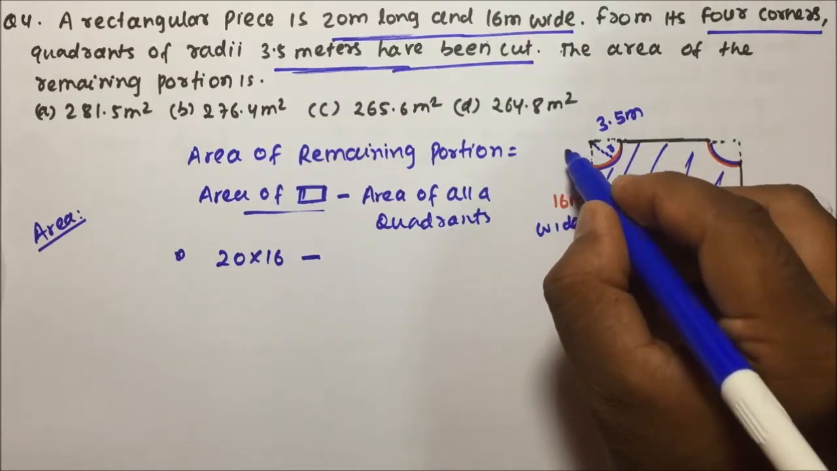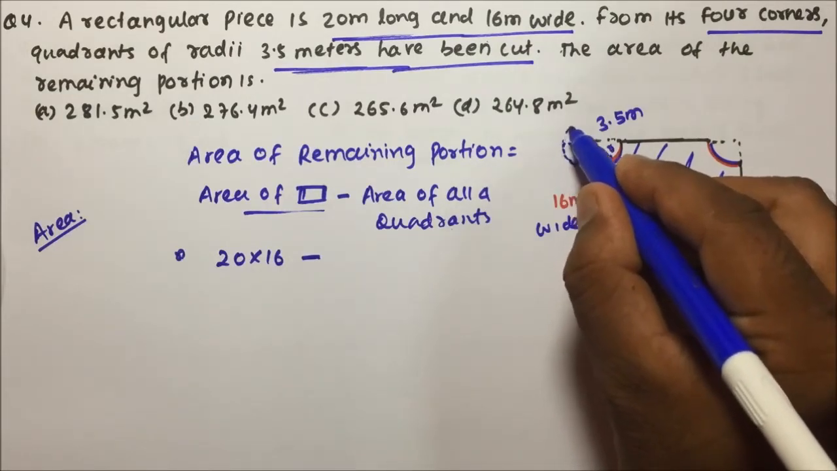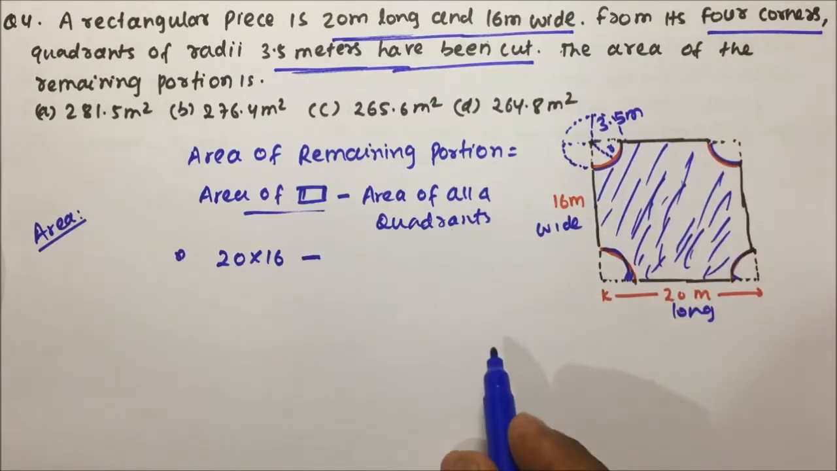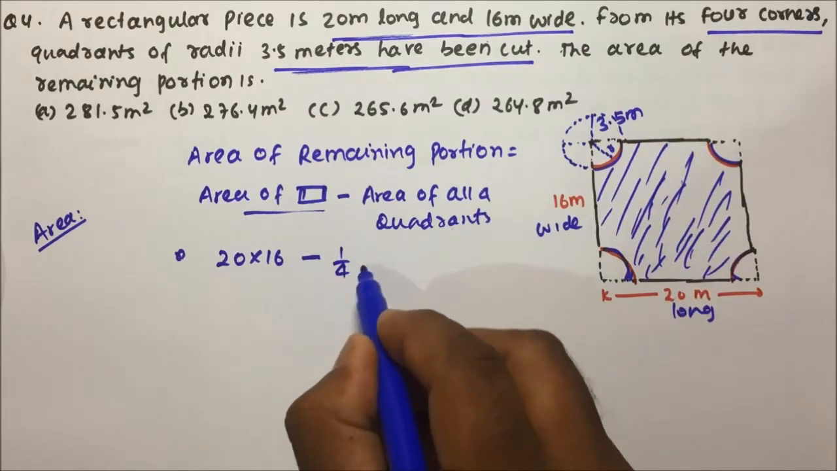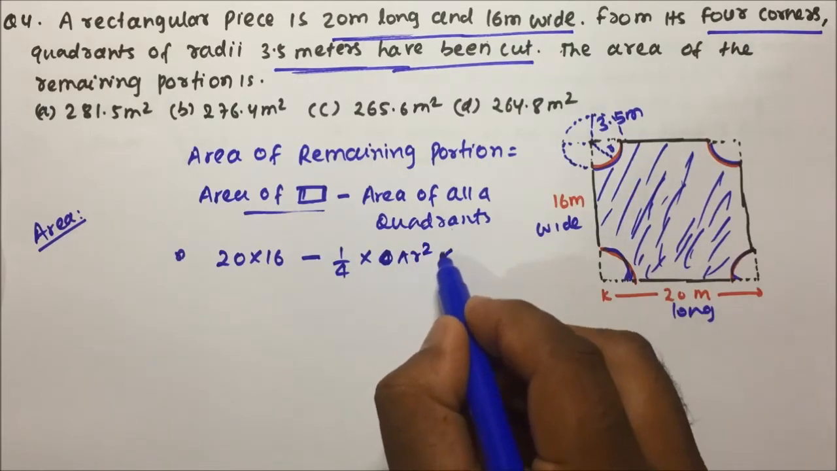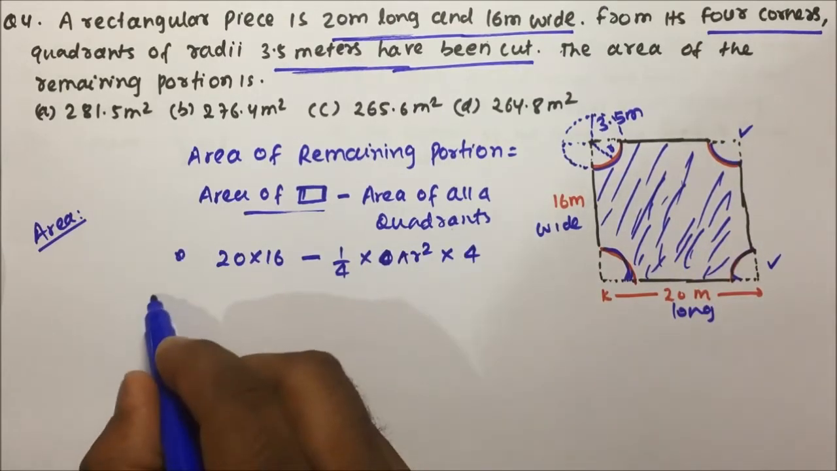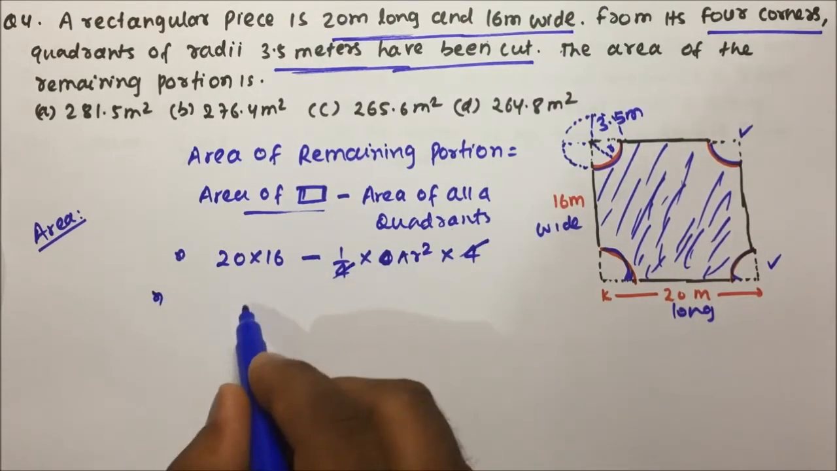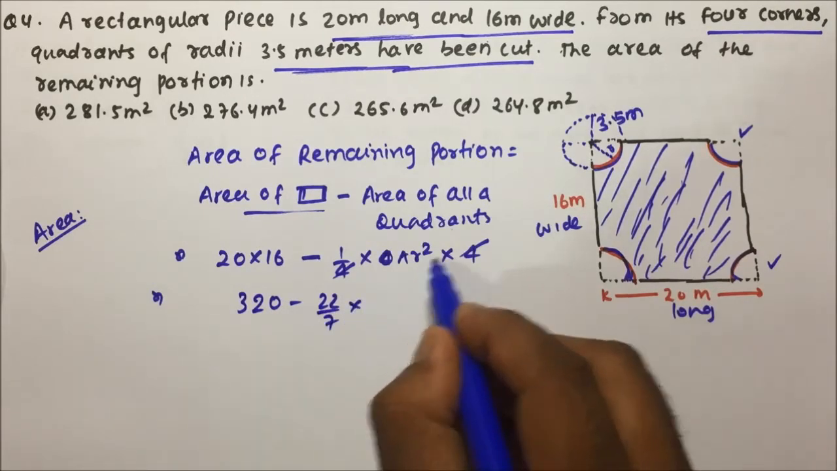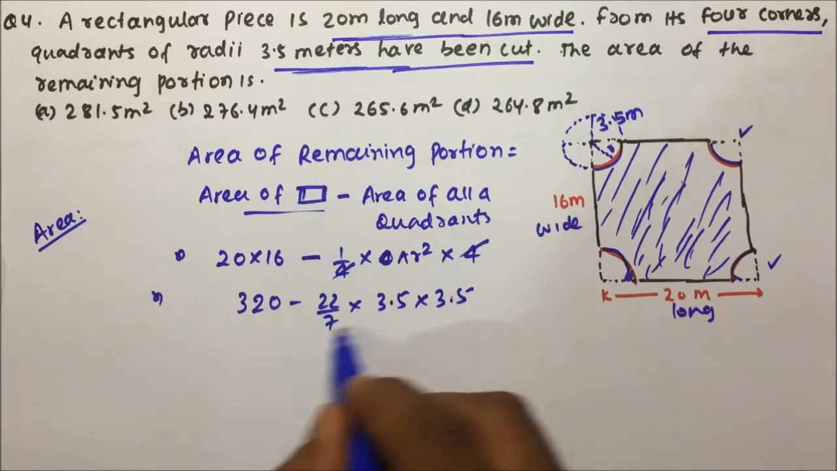So friends, you see, each quadrant will be nothing but a fourth part of the circle. So 1 by 4 into pi r square, and how many quadrants are there? 4, so into 4. Now 4 and 4 will get cancelled. So this will become 320 minus pi, 22 by 7, and the radius 3.5 into 3.5. Now the calculation will be important here.